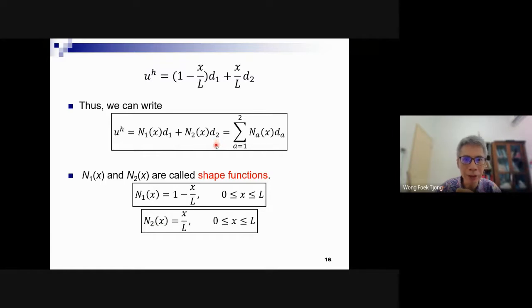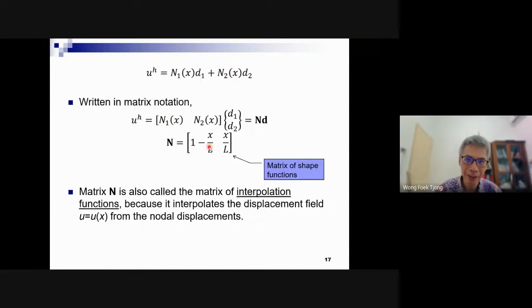So in other words, we express the approximate function in terms of shape functions. Or in other words, we approximate the unknown variables as a linear combination. Linear combination means multiplication and summation, a linear combination of nodal values and shape functions. Okay, like that.